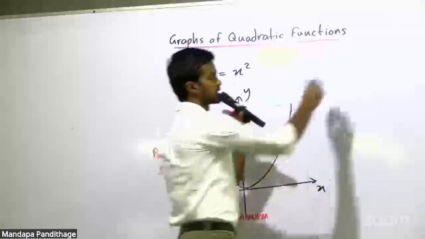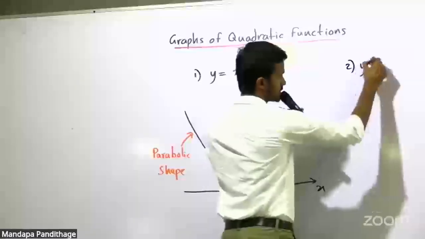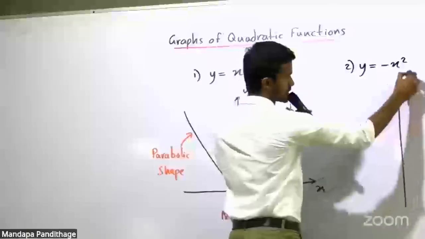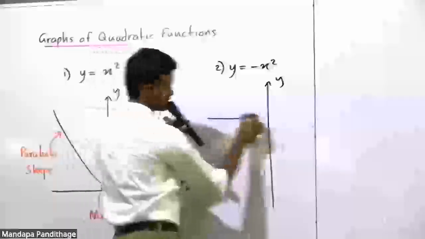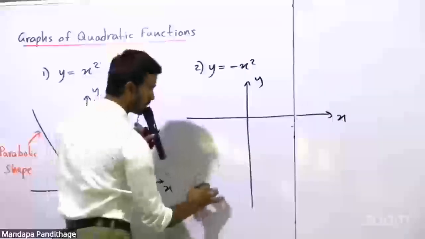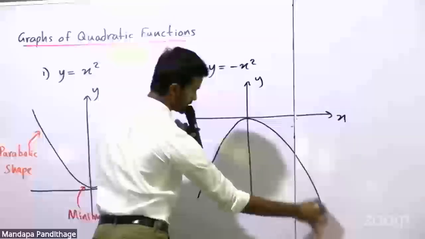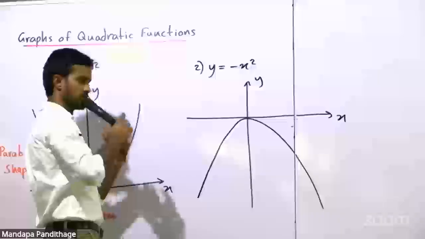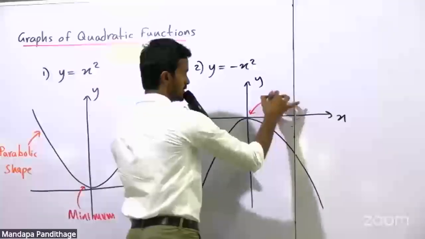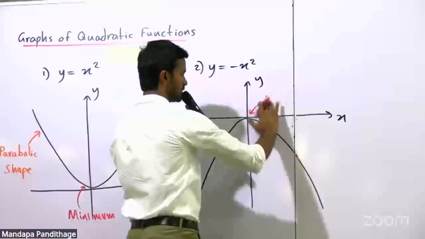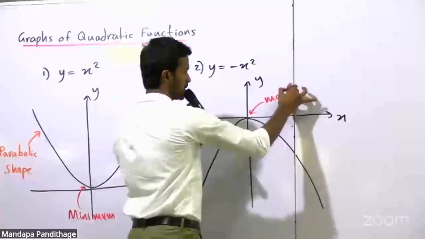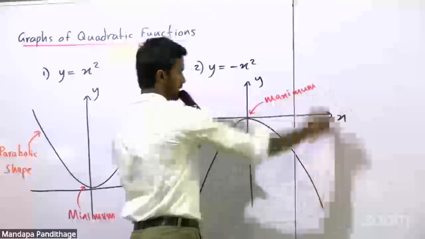So if you sketch the graph of y equals minus x squared, then it's clear that the coefficient of x squared is minus, so we are having a maximum. It goes in this way. So this is a maximum. So these two are the basic quadratic functions, y equals x squared and minus x squared.